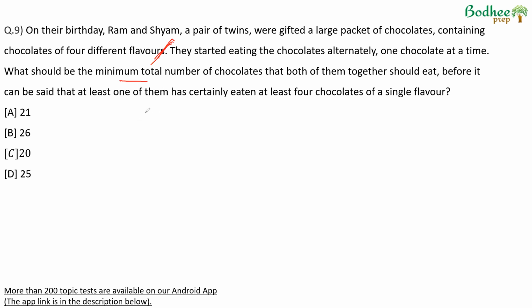Now the worst case scenario is that Ram eats 3 chocolates of one flavor, then 3 chocolates of another flavor, then 3 of another, then 3 of another. The total, 12 chocolates, Ram has eaten. Similarly, Shyam eats 3 chocolates of one flavor, 3 of the other, 3 of the third, 3 of the fourth kind. He has eaten 12 chocolates. 24 chocolates are gone. Till this point, none of them has had at least 4 chocolates of a single flavor. And this is the worst case scenario. It cannot go beyond that.